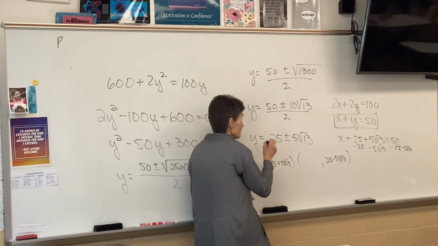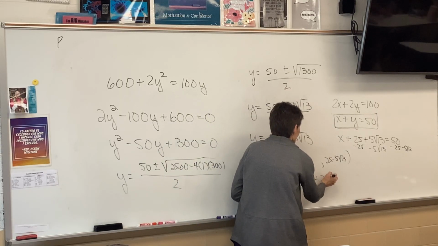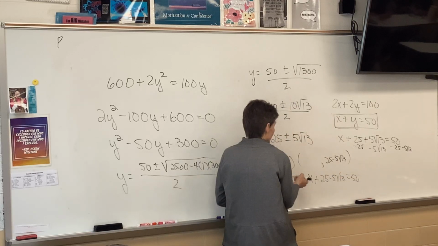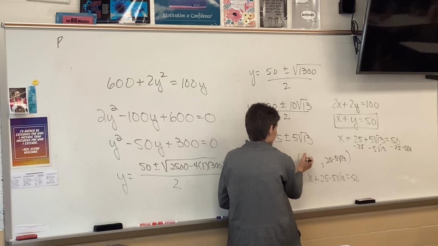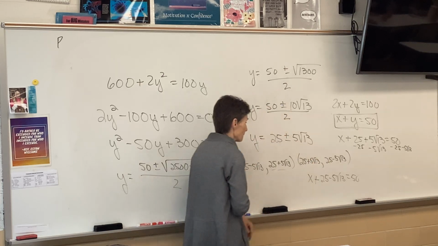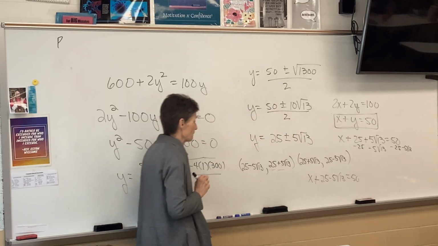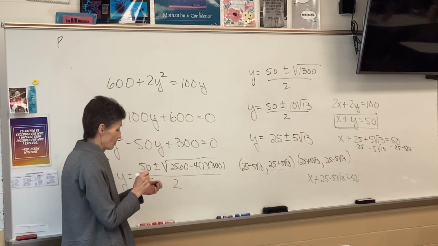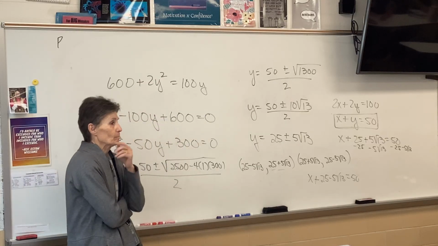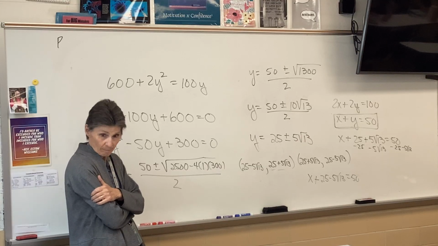And then I'm gonna do the same thing with this one, so it's gonna be x plus 25 minus 5 root 13 equals 50. Won't that be 25 plus 5 root 13? If I subtract 25 and add 5 root 13? Okay?